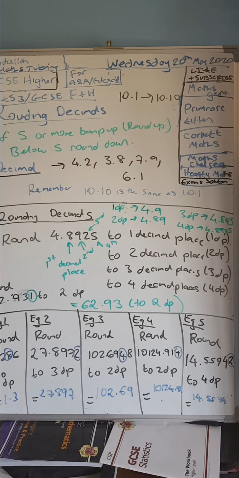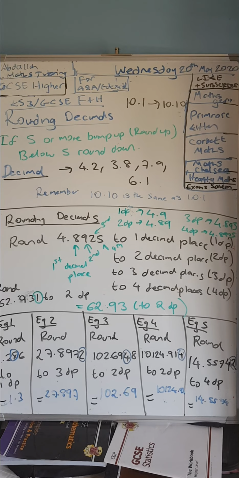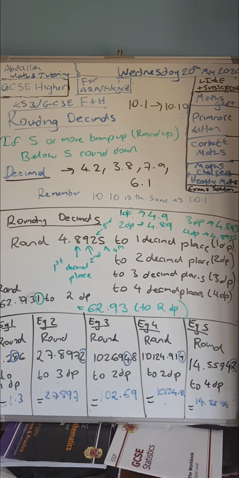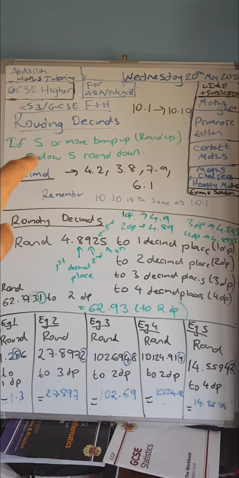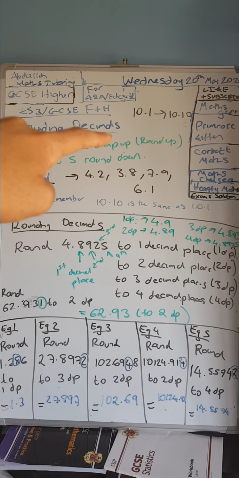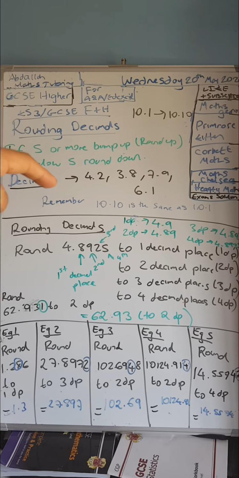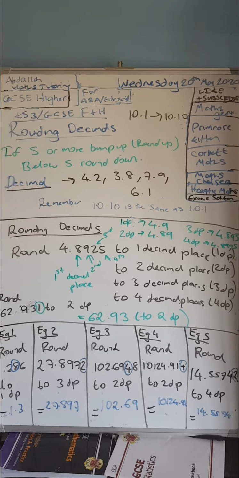Right guys, rounding decimals, which we're looking at for today's lesson. If the digit is 5 or more, we bump up, so we round up. If it's below 5, we round down.